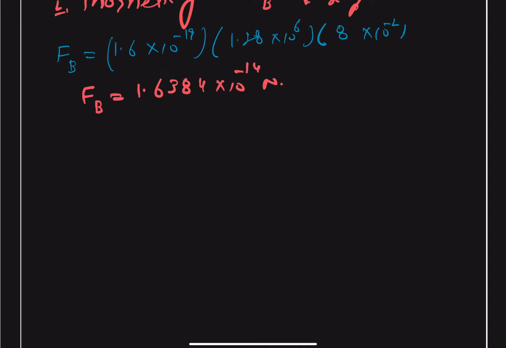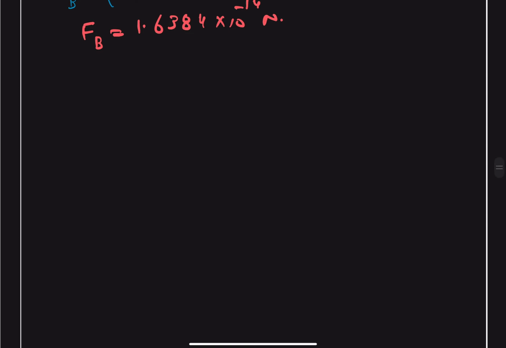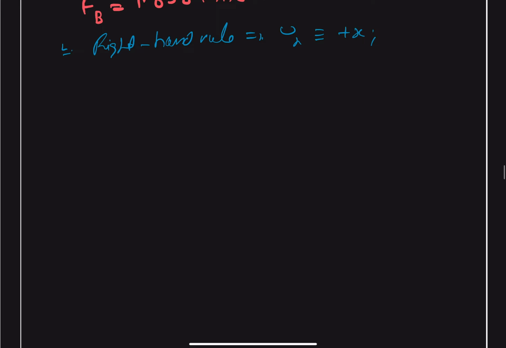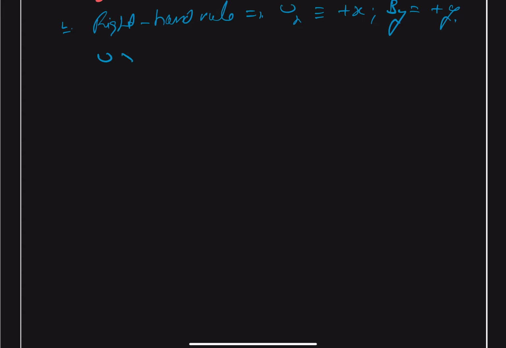Now we can find the direction of this magnetic force. For direction, we can use the right hand rule, which gives us that our Vx is along positive x direction, and the magnetic field is in positive y direction. So this V cross B will be in positive z direction, or we can say upward.